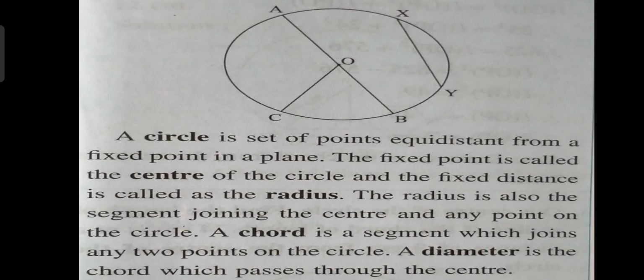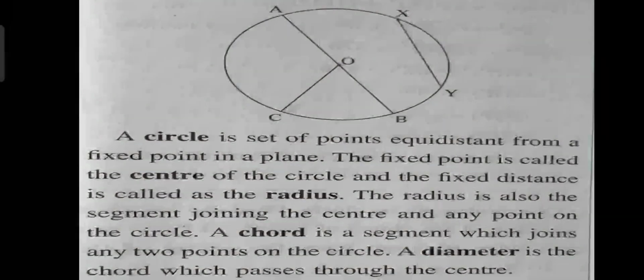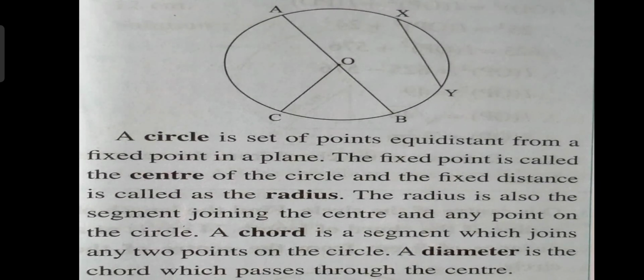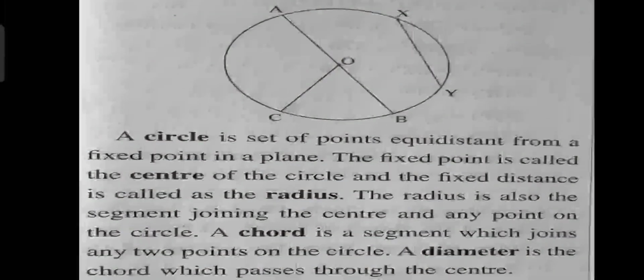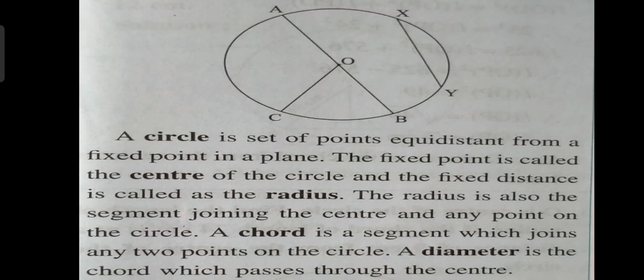Here you can see OC. The radius is also the segment joining the center and any point on the circle. Like OC is the radius, OA, OB are also radii. A chord is a segment which joins any two points on the circle. A diameter is a chord which passes through the center. You can see XY, that is a chord joining any two points on the circle, and a diameter, which is also known as the largest chord of the circle, passes through the center.